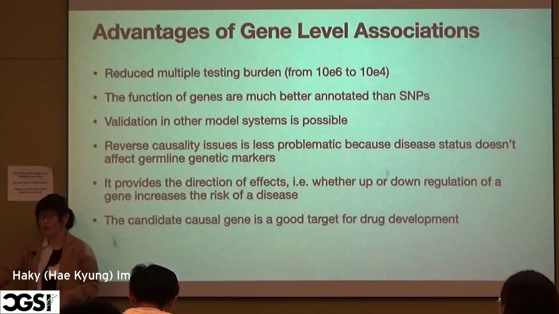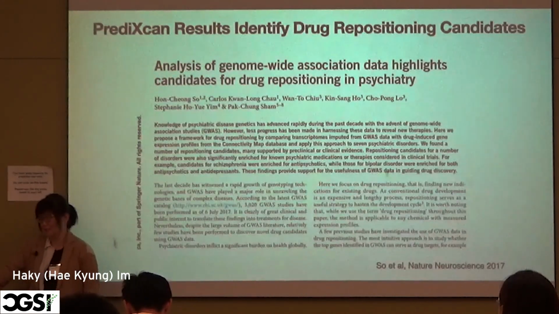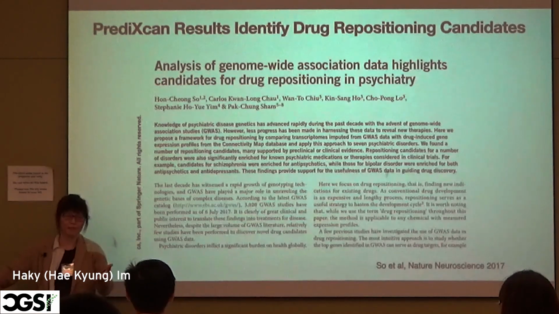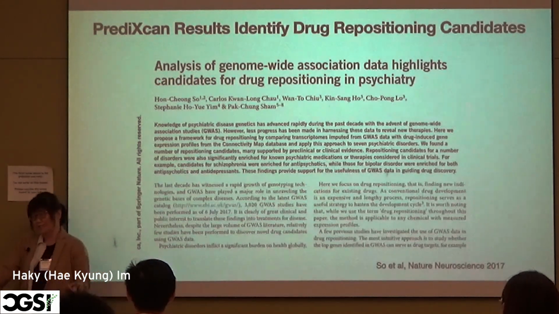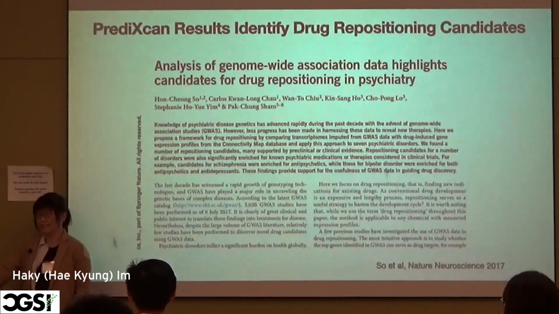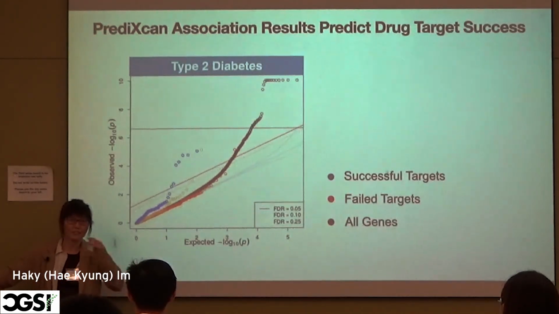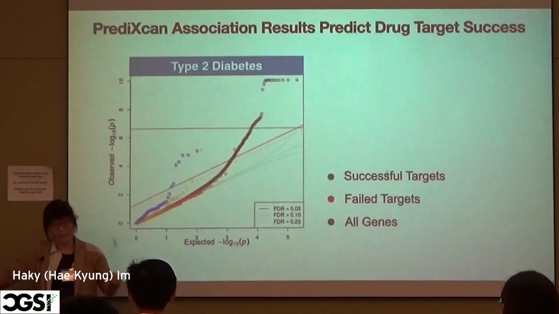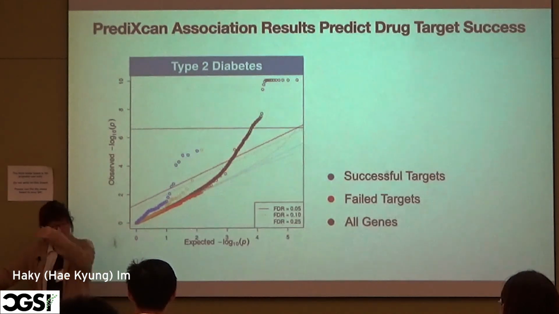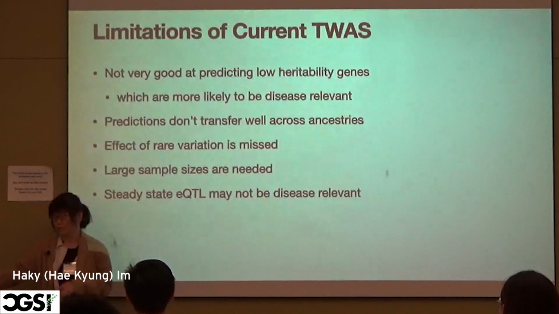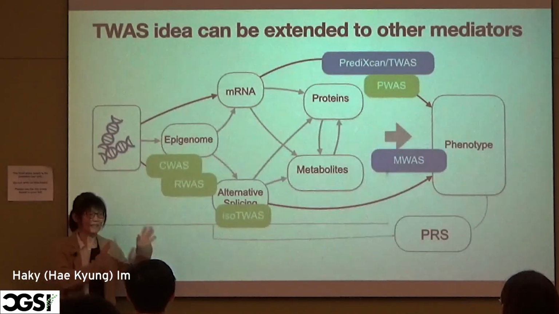So I'm not going to go over the advantages and disadvantages. Some people have used this idea, predicted expression levels, to identify drug repositioning candidates. We have shown that PredictScan, or gene level results, are predictive of the success of drugs in the drug development pipeline. But TWAS have many limitations, but that's not the focus.